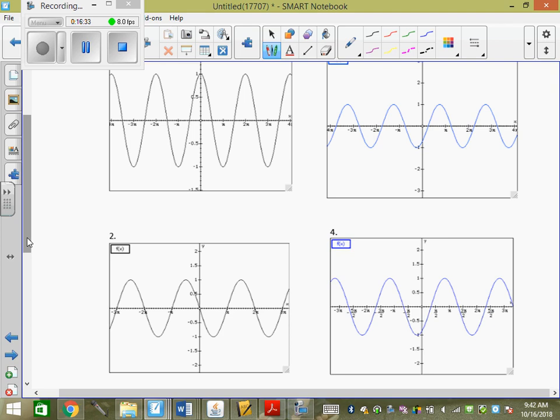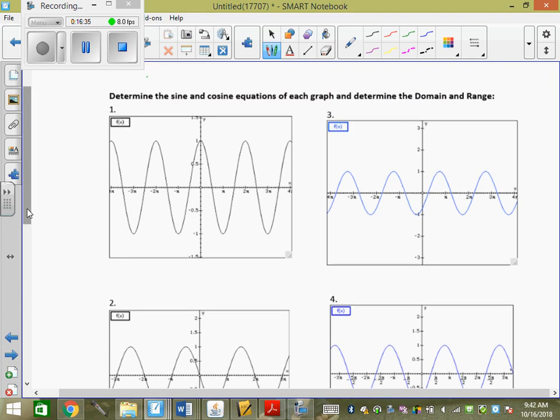So amplitude. How do we get the amplitude off of a graph? Max minus min divided by 2. Or half the distance from min to max. So you could literally count it, right? So this one's from -1 to 1, which is a distance of 2. So what would my amplitude be? 1.